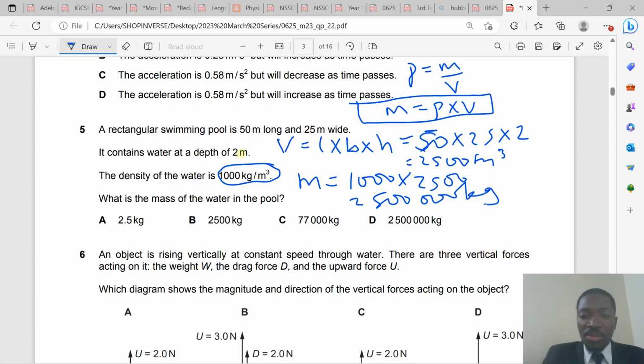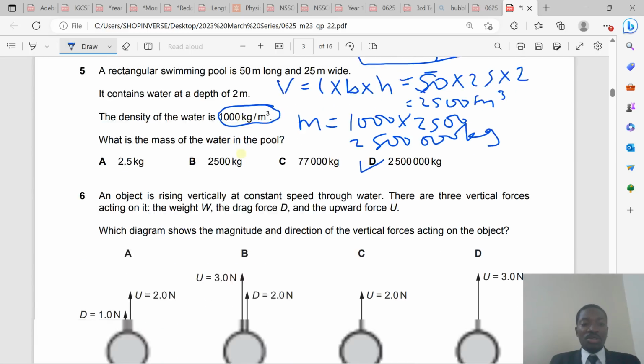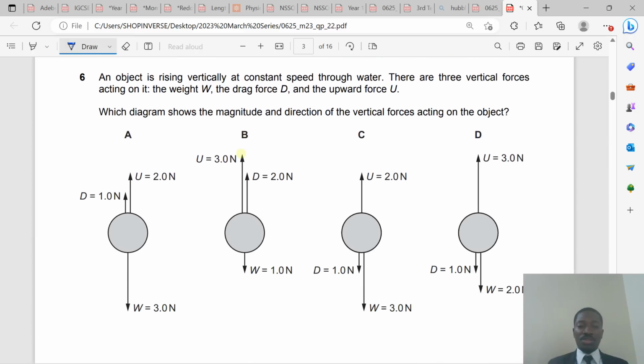By the time you multiply these two, you get 2,500,000 kilogram, which is option D. That makes option D the correct answer to question 5. Question 6.